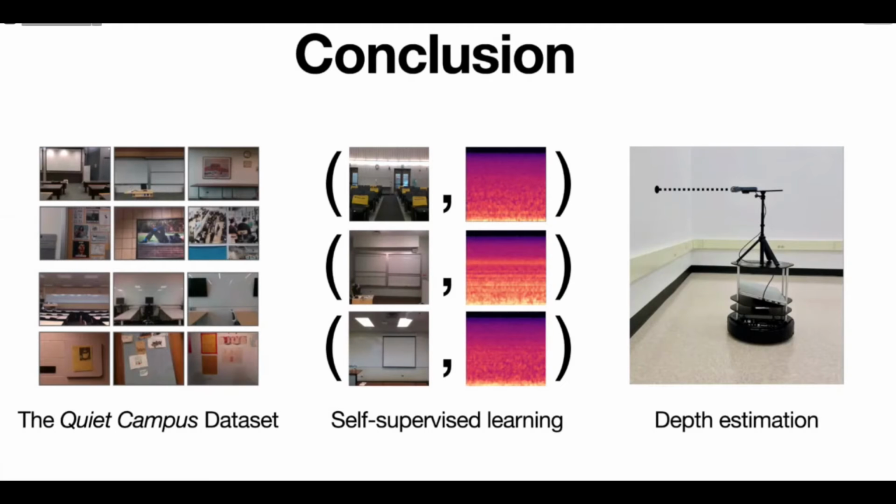In this work, we found that ambient sounds convey a surprising amount of information about scene structure. To investigate this, we collected a quiet campus dataset and used ambient sound for self-supervised multimodal learning as well as estimating distance to the wall.